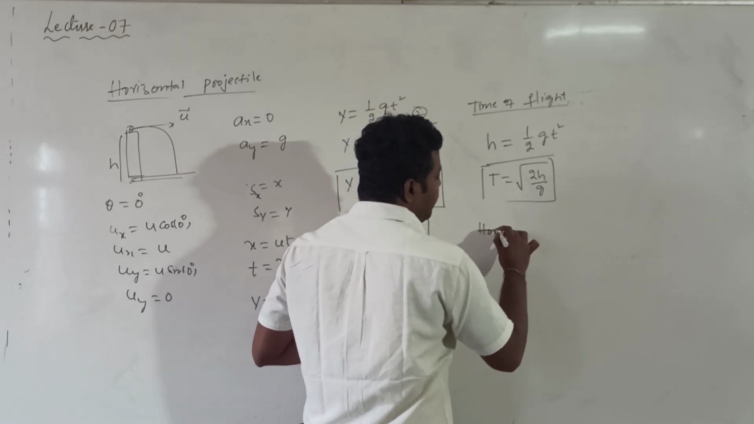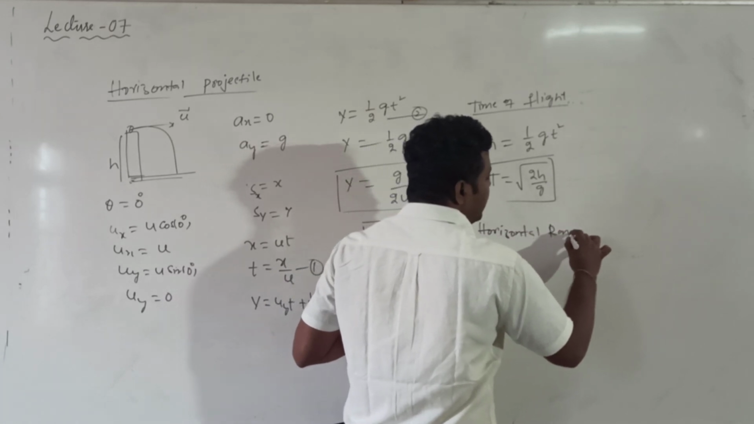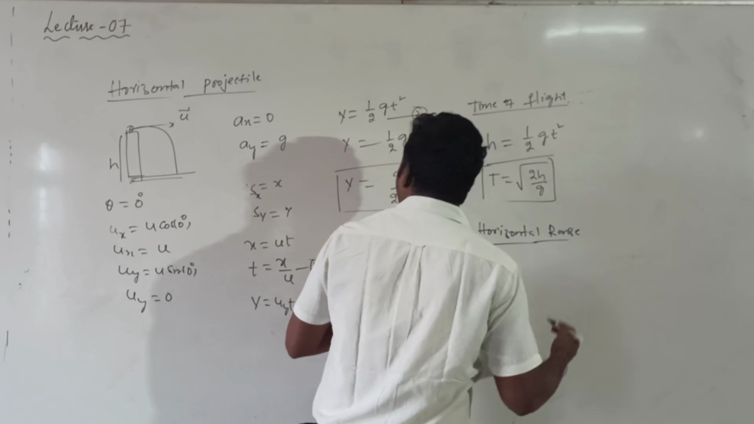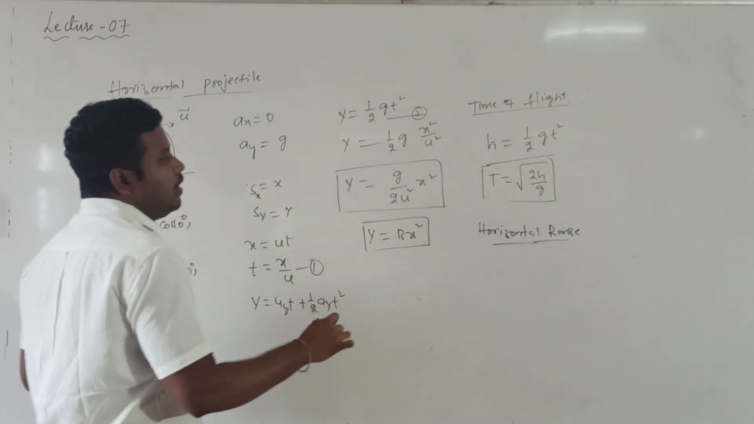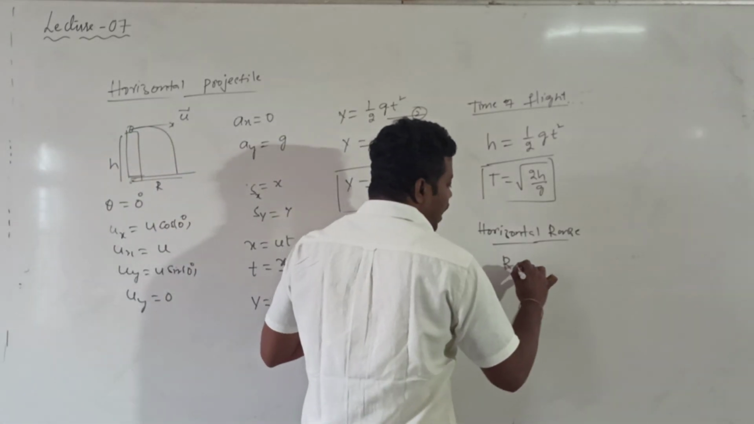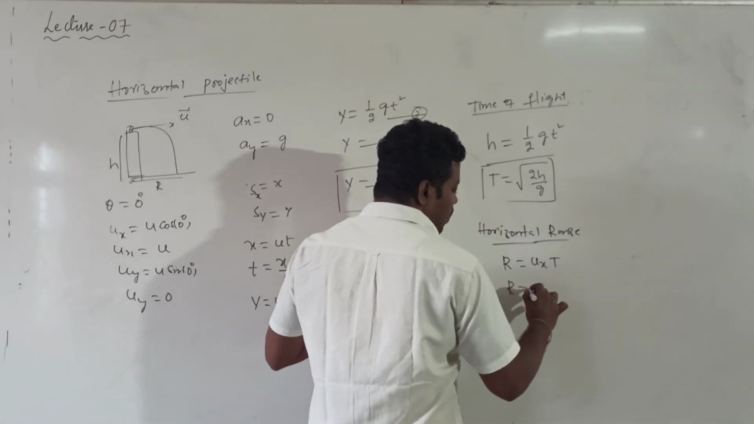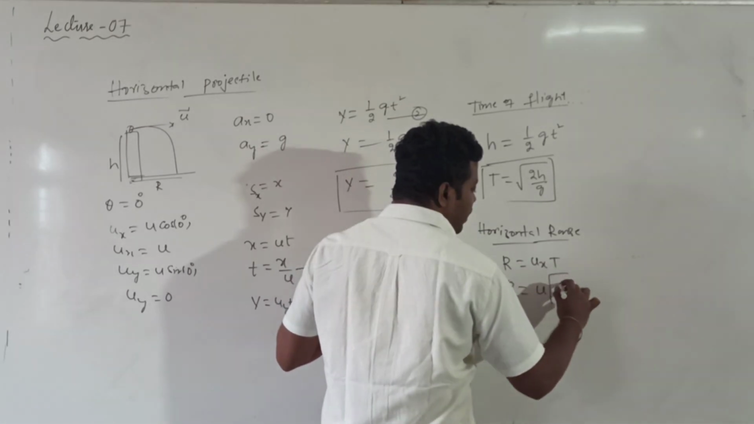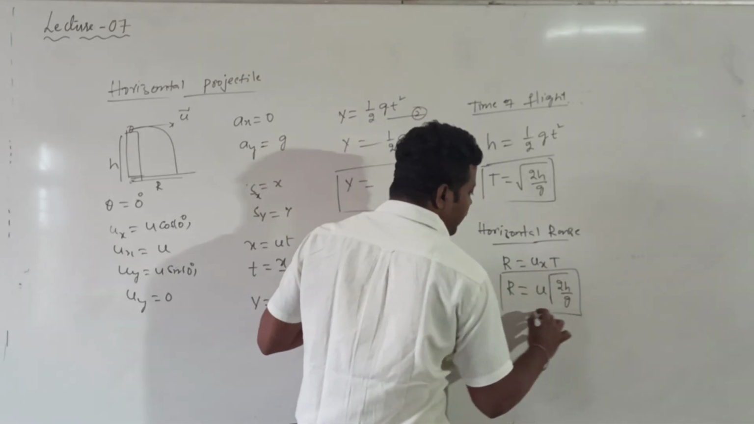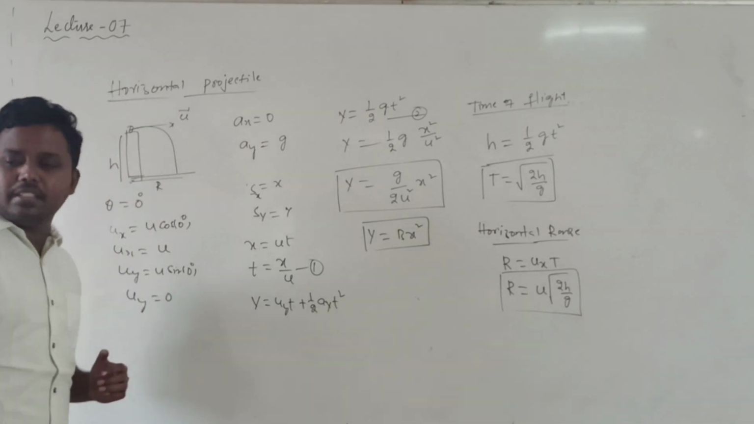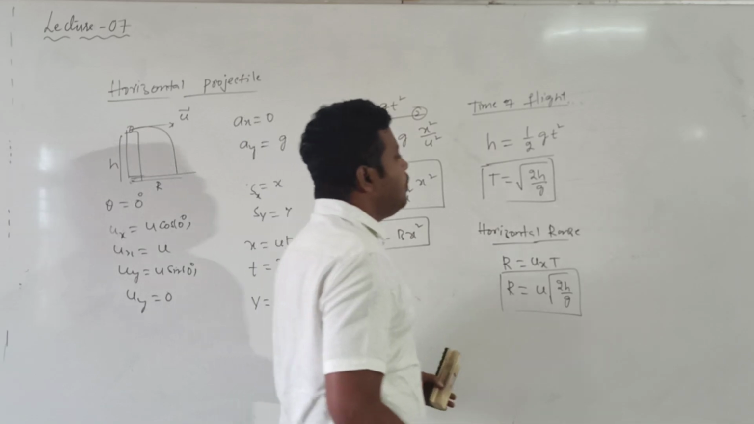After calculating the time of flight, let me calculate the horizontal length. What is horizontal length? It is the horizontal distance traveled by the projectile during its time of flight. This value is called r. So r, the horizontal length, is equal to the horizontal component of velocity into time of flight. What is the horizontal velocity? u, into the time of flight given by root over 2h by g. So this is the formula to calculate the horizontal range for the horizontal projectile.